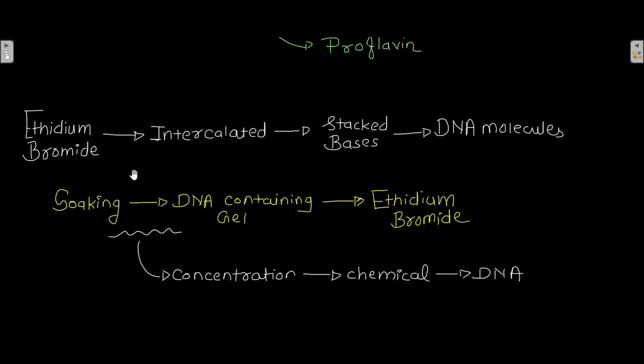Now, ethidium bromide is a molecule that becomes intercalated between the stacked bases of a DNA molecule. Soaking a DNA-containing gel with ethidium bromide will result in the concentration of this chemical within the DNA. Ethidium bromide will intercalate in the DNA of the gel.